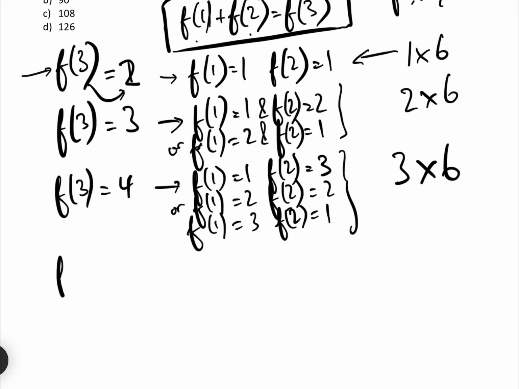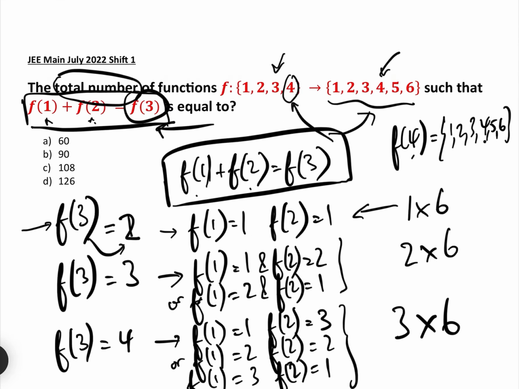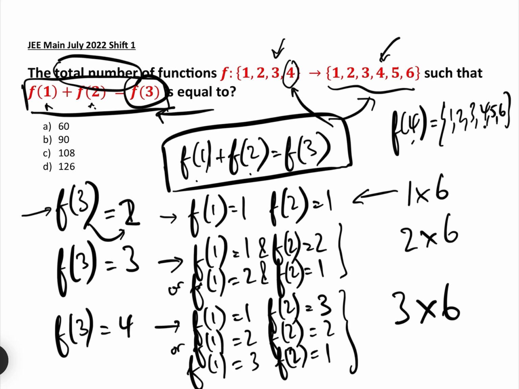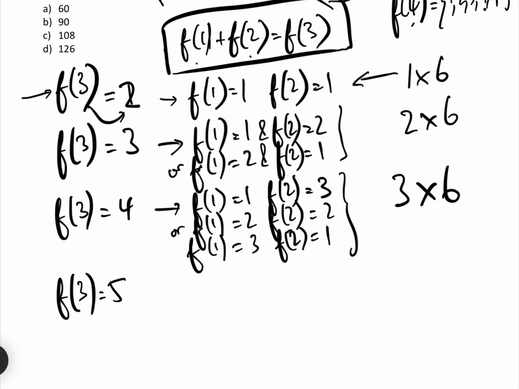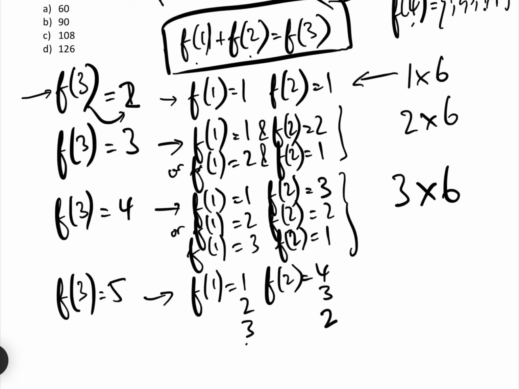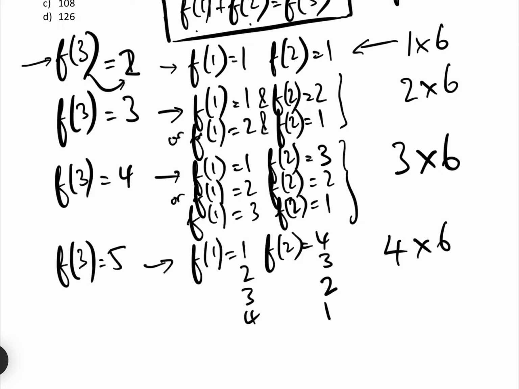Okay, now what about f of 3 equals 5? Well then, if f of 3 equals 5, then we could clearly have f of 1 being 1 and f of 2 being 4, or f of 1 being 2 and f of 2 being 3, or f of 1 being 3 and f of 2 being 2, or f of 1 being 4 and f of 2 being 1. So clearly there are 4 times 6 there.